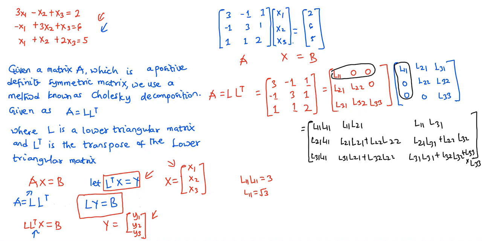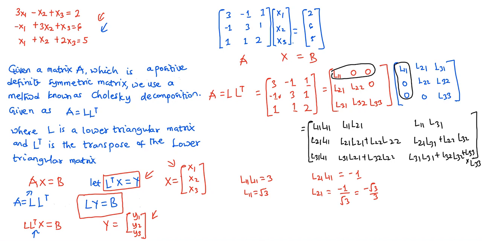Okay, so let's look at the next one. The next one also we have L21 multiplying L11, and this should be equal to minus 1, which is the minus 1 that we have here. So we are going to have L21 equal to minus 1 over L11, which is the square root of 3. So this will give us L21 equal to minus root 3 on 3. I'll do it for the last entry so that you continue.